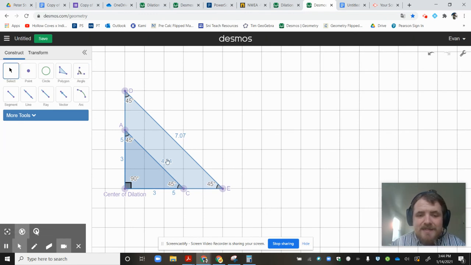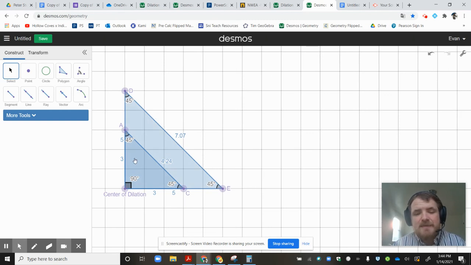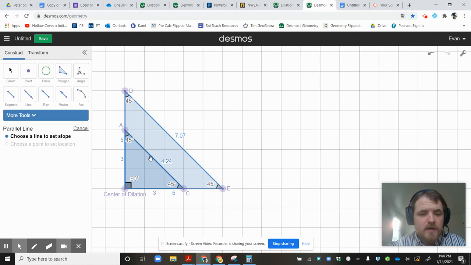When the lines are parallel and it's tucked into one of those corners like that, we know that this is going to be a similar triangle situation because if I click on more tools, parallel line, choose a line to select the slope, I'll pick either of these. Choose a point to set the location. So I have less points. I'm going to pick either A or C. And notice that these lines are parallel. Okay, they're not going to ever cross. That's what we wanted there.